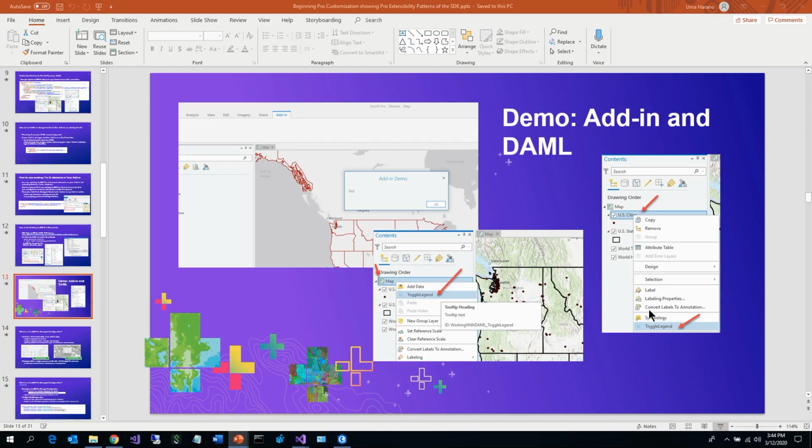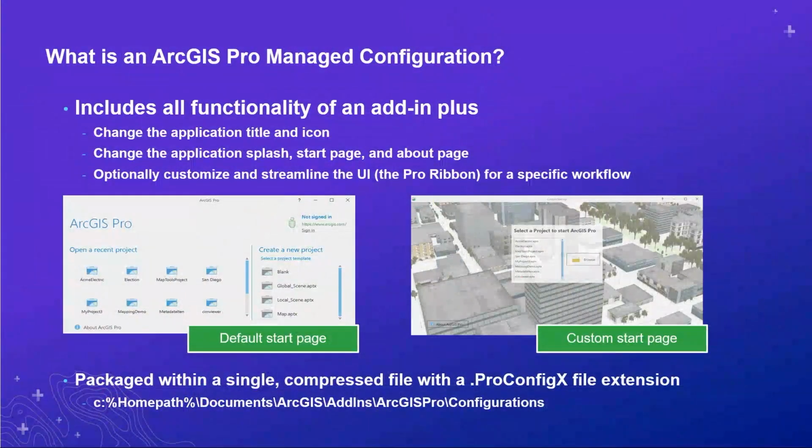Configurations. The configuration is another extensibility pattern. It is very similar to an add-in, but it allows you to extend the Pro application in additional ways. It helps you design a version of Pro that represents your organization's brand and your custom workflow. It includes all the functionality of an add-in, plus the ability to modify the startup experience of Pro, such as change the application title, the icon, the splash screen, start page, and the about page. And it also allows you to make UI customizations at runtime.